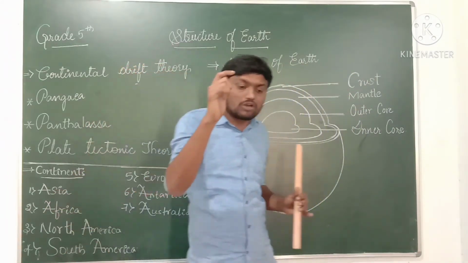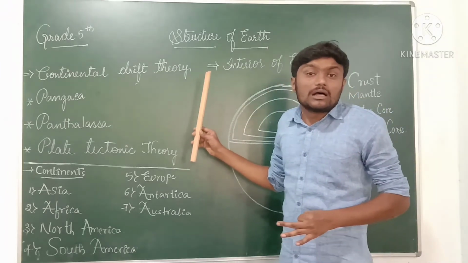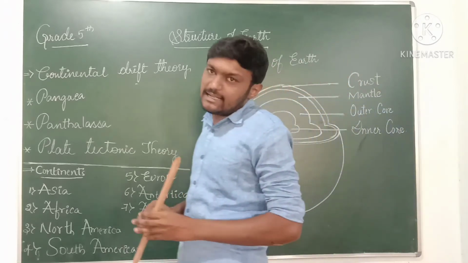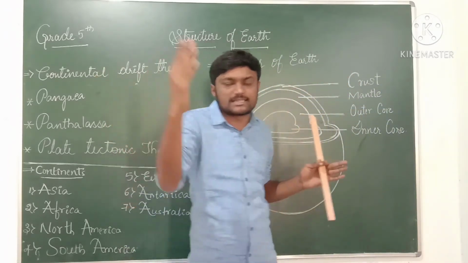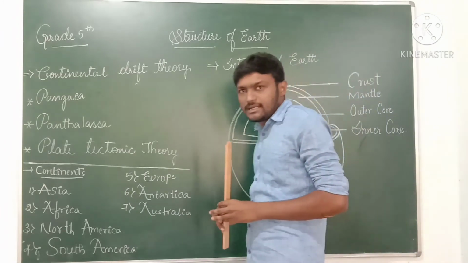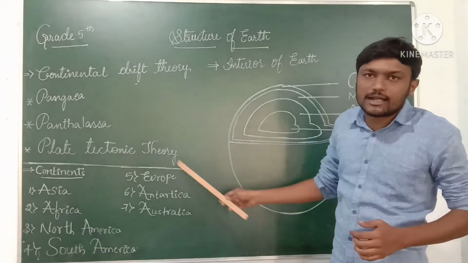The largest or biggest nation in our world is Russia and the smallest nation in our world is Vatican City. Russia is the biggest nation and Vatican City is the smallest nation in our world. This is all about the land surface which is located on the earth.